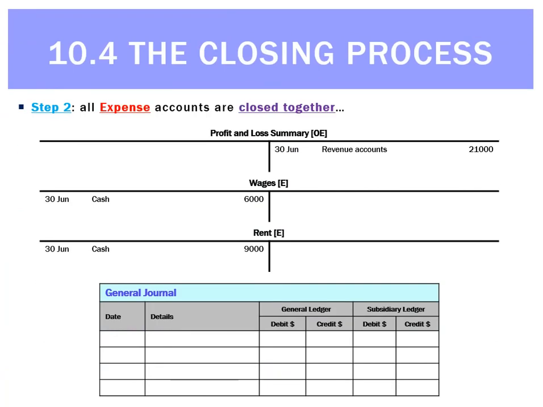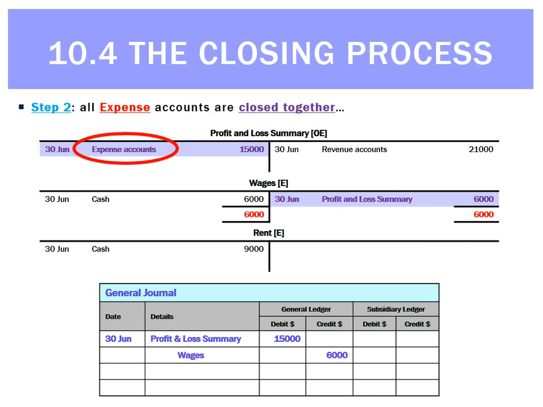Step two, we've closed all our revenues, so let's go and close all our expenses. So in this case, we've got two. We've got wages of 6,000 and rent of 9,000. They're going to need to get closed with a debit. So we'll have one giant debit to profit and loss summary of 15,000. And looking again, we're going to have the reference as expense accounts. We don't do a separate one for wages and a separate one for rent. That'll match up with a credit to wages of 6,000 and a credit to rent of 9,000. So looking at that, we've got one debit of 15,000, which matches up with two credits of 6,000 and 9,000.